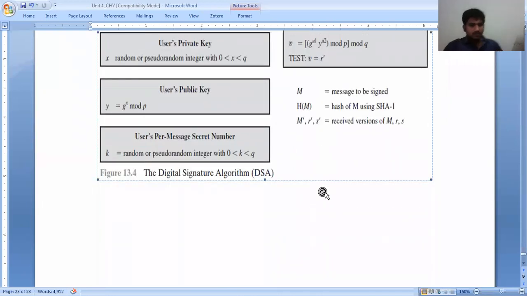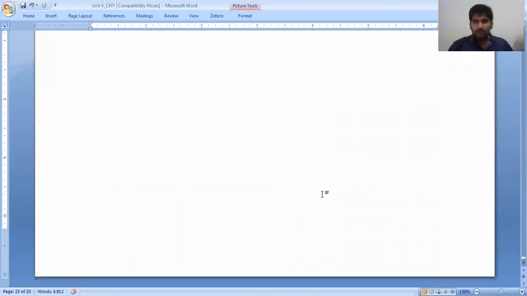So this is a simple overview of the fourth unit, on message integrity. If you want to know message integrity, you definitely need to know message authentication, message digest values, secure hash algorithm, and finally digital signature, along with key management.